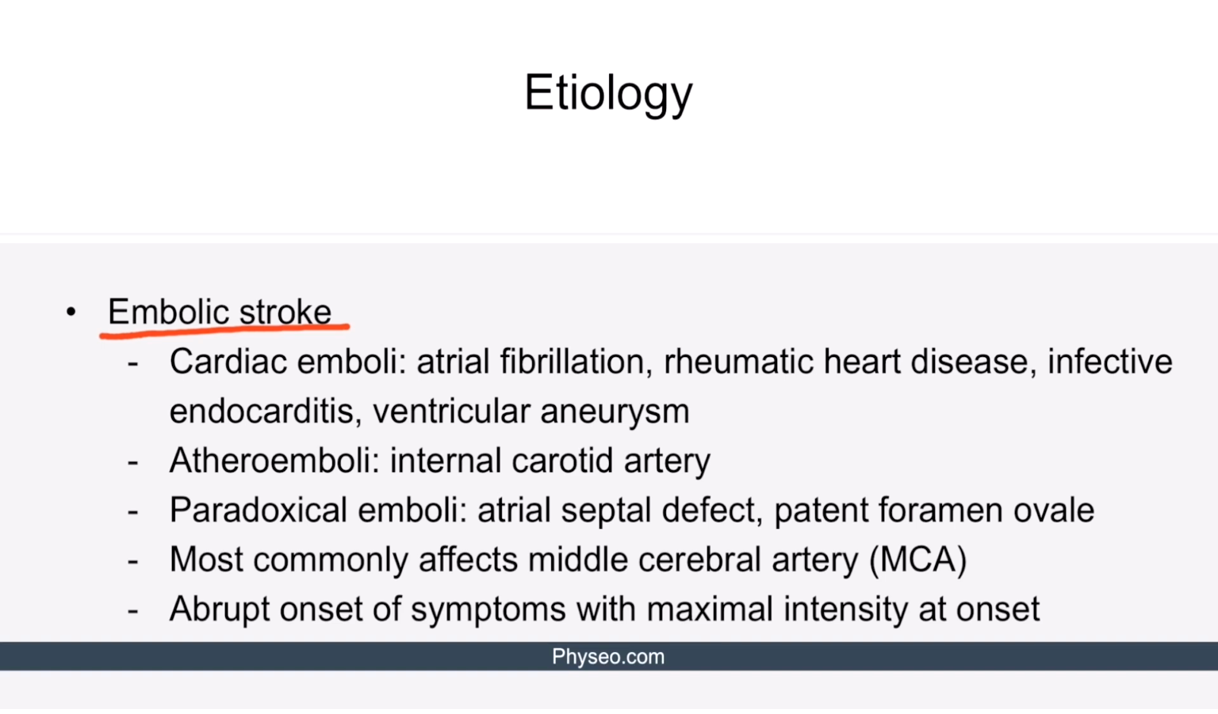Finally, let's discuss paradoxical emboli, which can also lead to an embolic stroke. Paradoxical emboli are named so because these emboli arise from the deep venous thrombosis and are not supposed to reach systemic arteries. However, if a patient has either patent foramen ovale or atrial septal defect, a venous thrombus can travel from the right atrium to the left atrium through the interatrial defect and then embolize to the systemic arteries. Embolic strokes most commonly involve the middle cerebral artery. Patients with embolic stroke have an abrupt onset of symptoms with maximal symptom intensity at the onset.